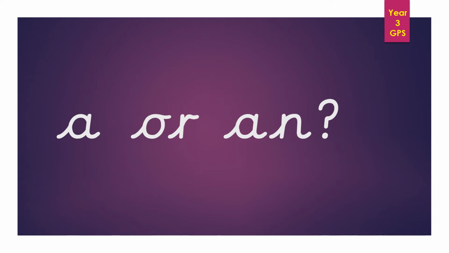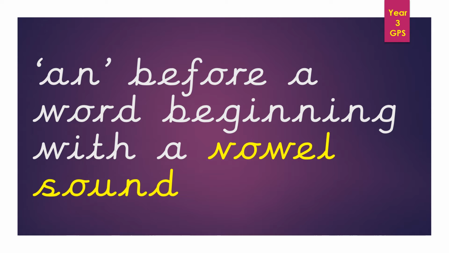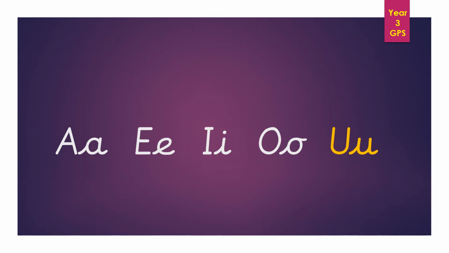We're going to look at when to use the word a and when to use the word an. An we use before a word that begins with a vowel sound. The vowels, if you remember, are A, E, I, O and U. We have to be very careful with that U sound because U doesn't actually start with a vowel sound. It starts with a Y sound.